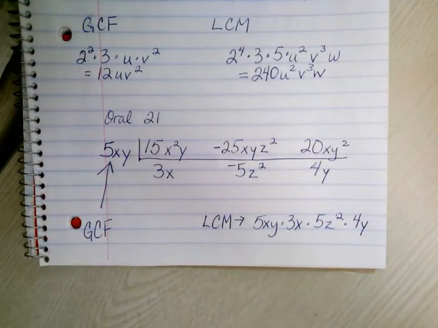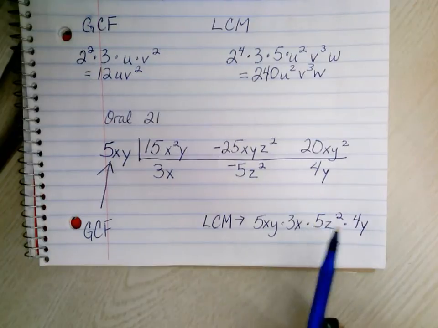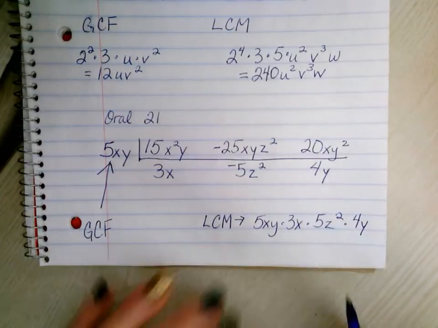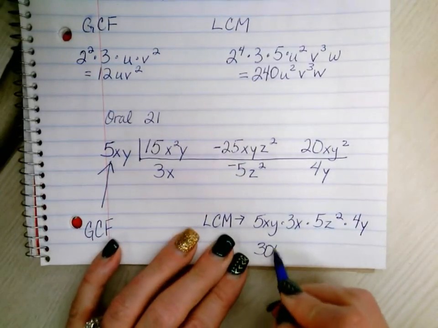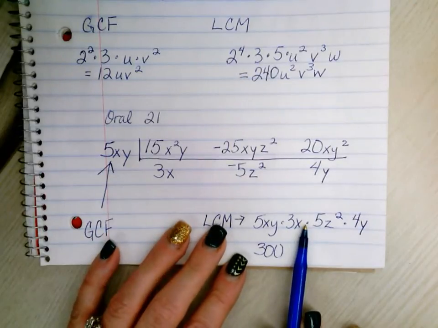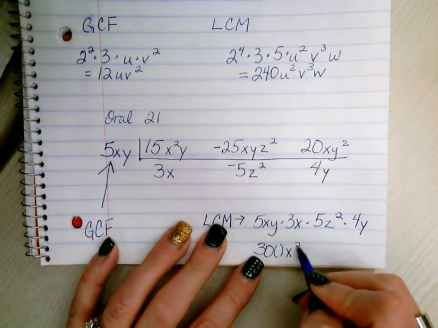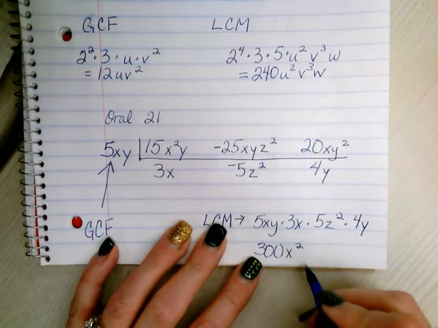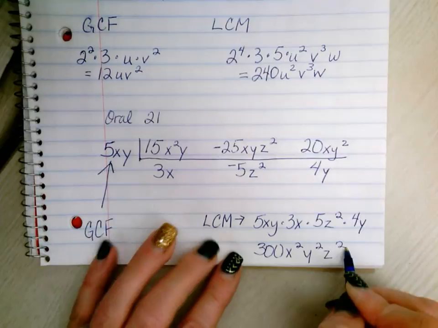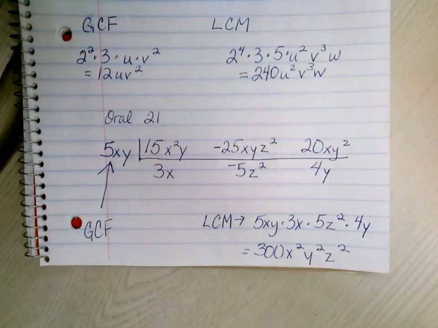Okay, after you multiply that whole mess, you should have 5 times 5, which is 25, 25 times 4, which is 100, 100 times 3, which is 300 as your coefficient. So you come up with 300 x squared y squared z squared. Okay? There's your least common multiple.